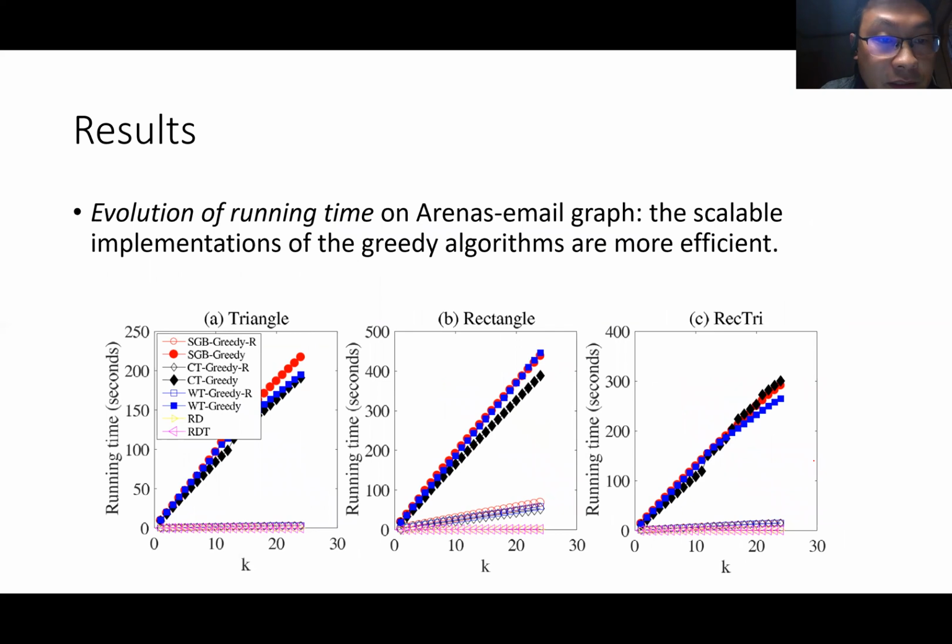Then we evaluate the running time of all the algorithms on the Arenas email graph. We mainly compare the scalable implementations and the ones without scalable implementations. As we can see from this result, our scalable implementations can extensively reduce the running time for all subgraph patterns.